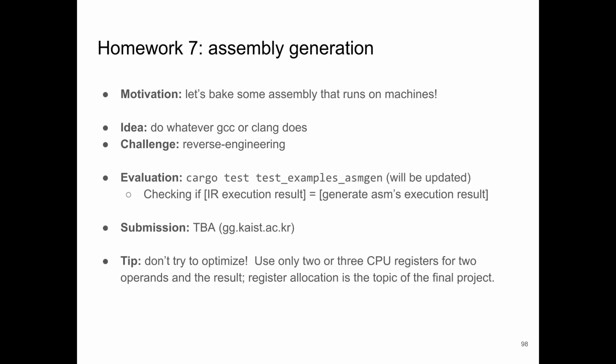So the concrete tip here is to use only 2 or 3 CPU registers instead of many for operands and results. If you are adding 2 numbers and saving the result to a register, just use a fixed register. For example, R1 plus R2 equals R3. So you are not required to allocate registers wisely for the purpose of this homework. That is the topic of today's lecture, and that is the topic of the final project.